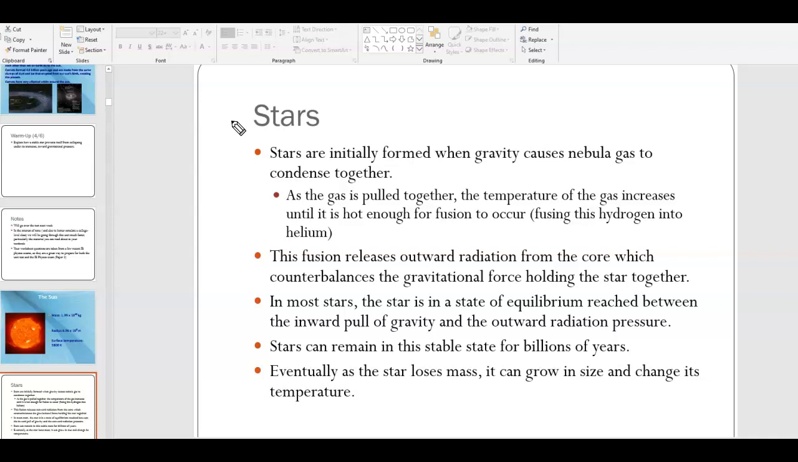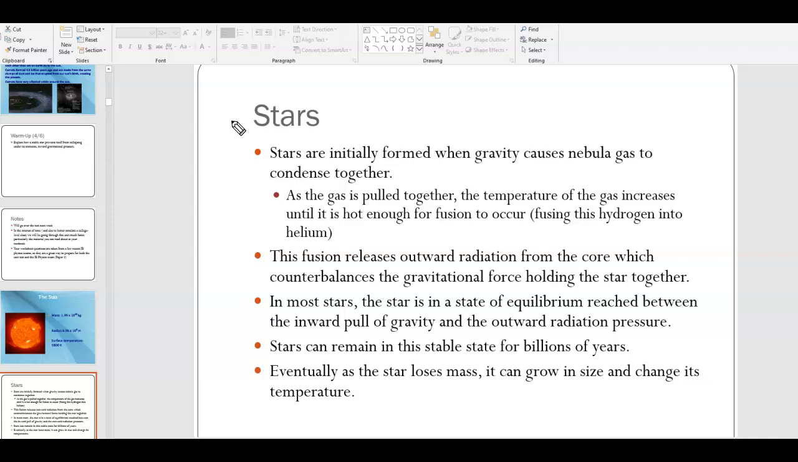Now, it might happen very slowly. It could happen potentially over thousands or millions of years. But eventually, gravity is going to pull the clump of gas together. And as the gas gets pulled together, because it gets closer together, gravity is stronger. And if gravity is stronger, it pulls it together faster. And so it's going to accelerate inwards.